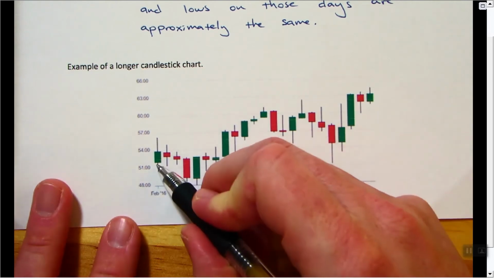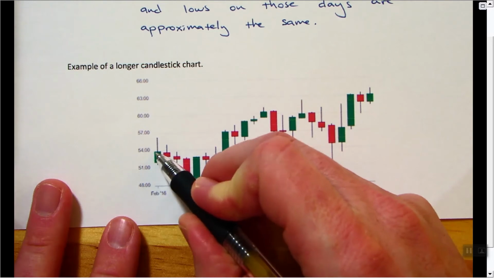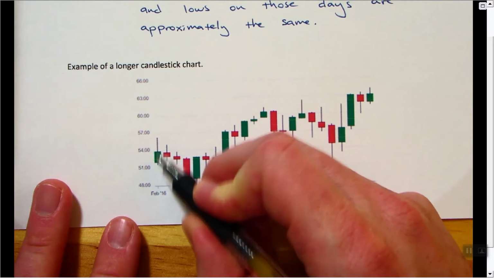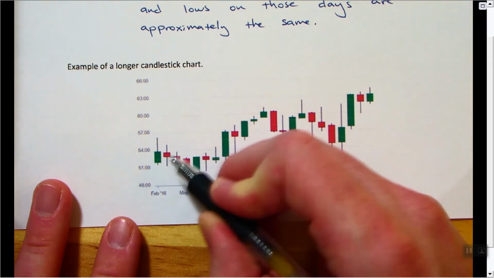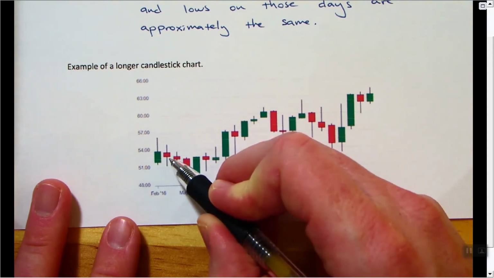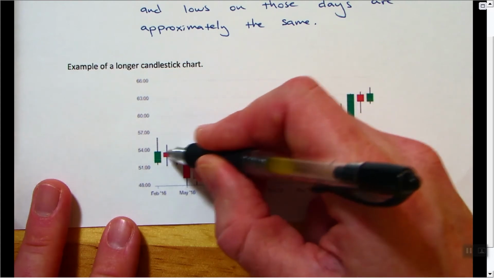So this was the opening. This is the closing price because it went up that day, but it had a highest and a lowest. Okay, the next day it's red, so it lost money. So the top would be the opening, the bottom would be the closing because it went down that day.